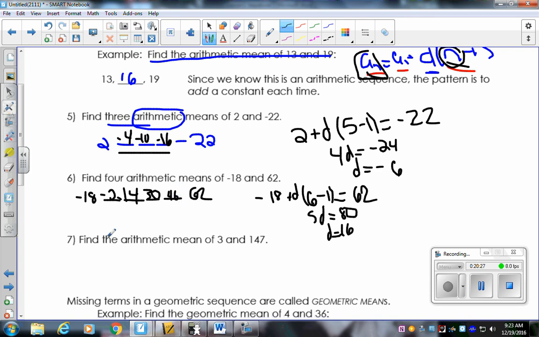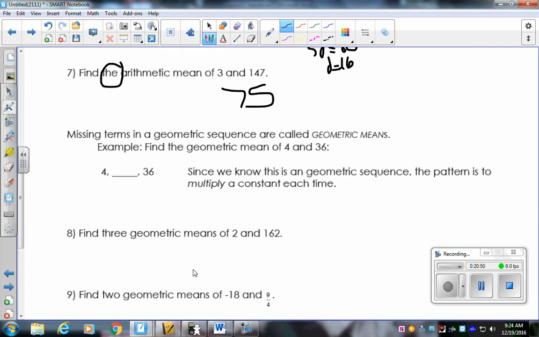Good. When it's saying the arithmetic mean, find the one number. In this case, in all honesty, guys, I'm just finding the average. I'm going to just add those together and divide by 2. So it's 75. That's my middle number. You can use the explicit to set it up to find the common difference and add. The common difference is 72. 3 plus 72 is 75. Plus 72 is 147. But when it's only asking for one, just average it. We know how to do that.